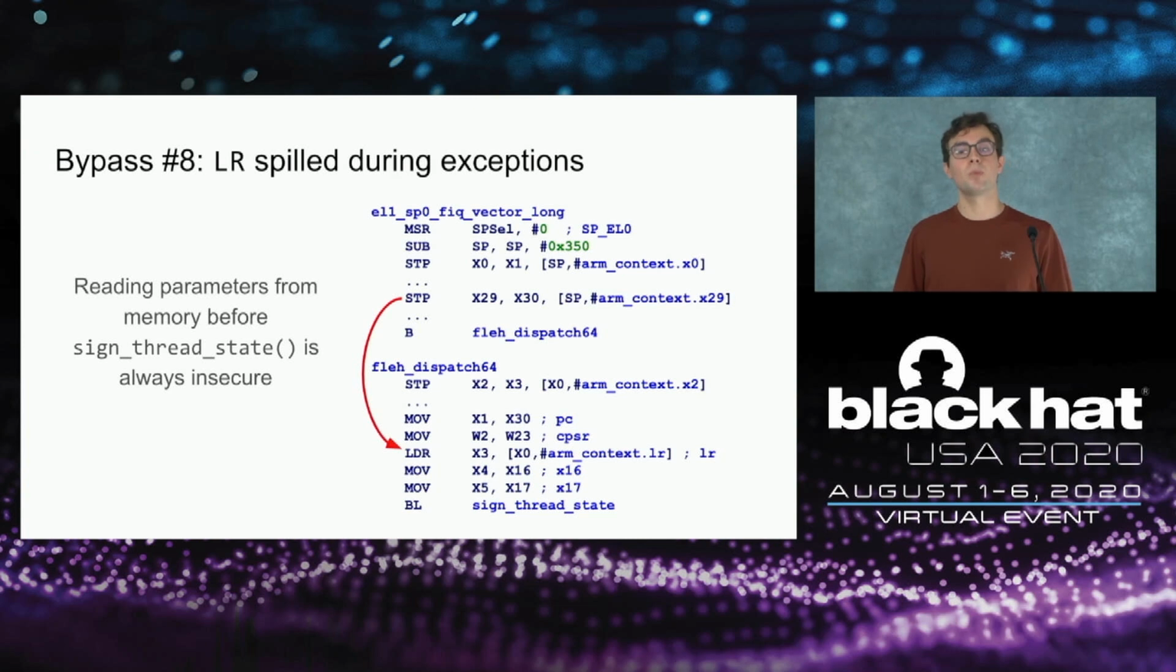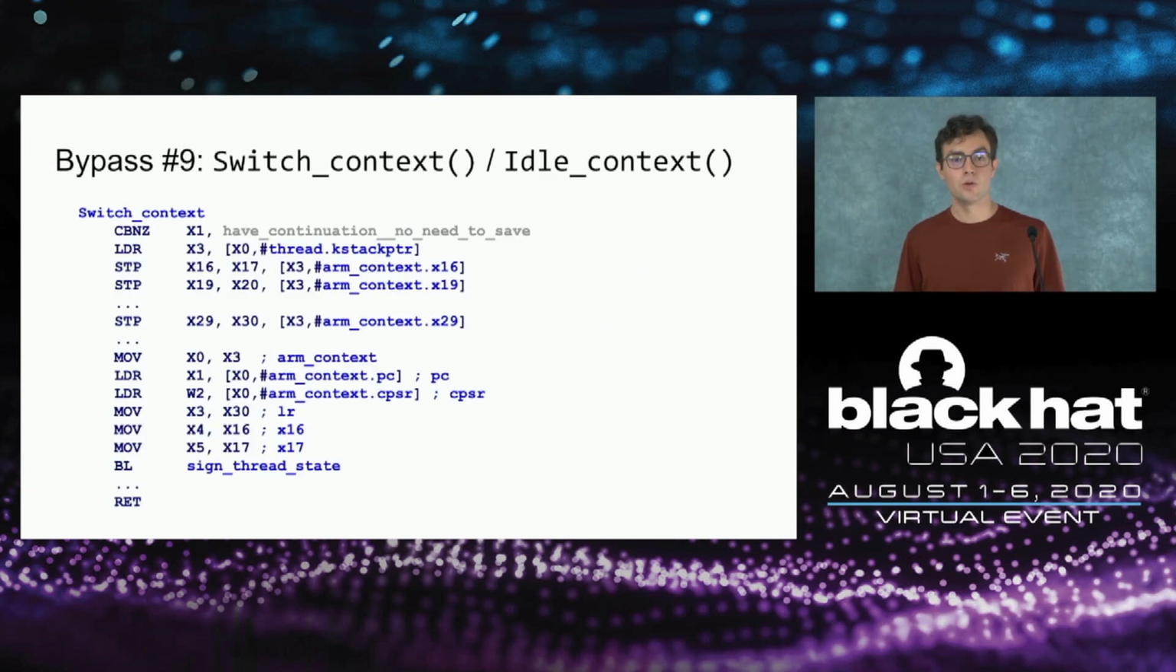So I started looking for other places where sign thread state is called, where it's going to be reading parameters from memory. And to my surprise, I found another function which does this exact same thing. There's this function switch context, which is used during voluntary kernel context switches. Imagine a kernel thread is blocking on a mutex and yielding execution to another thread. When this happens, all of the callee-saved registers are going to be spilled to your saved state. In particular, that includes the return address, which means you have to protect it, which means a call to sign thread state.